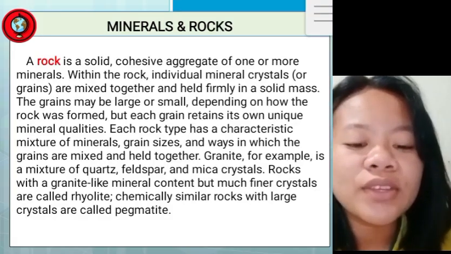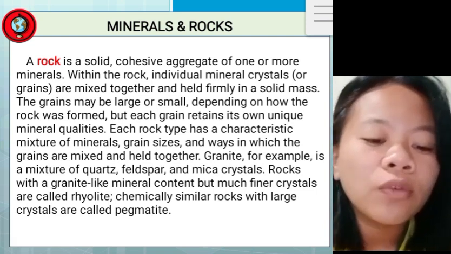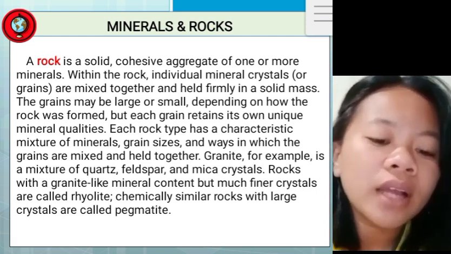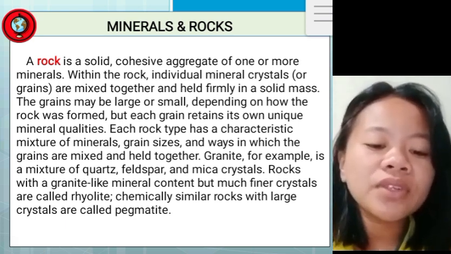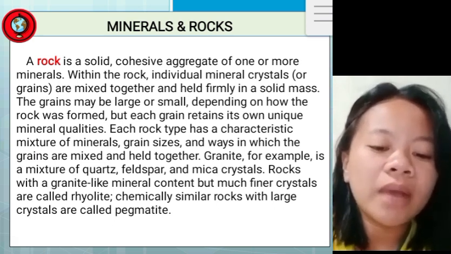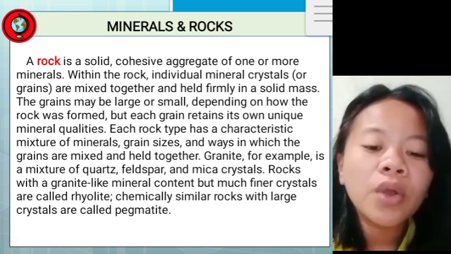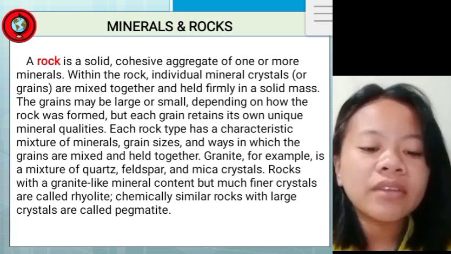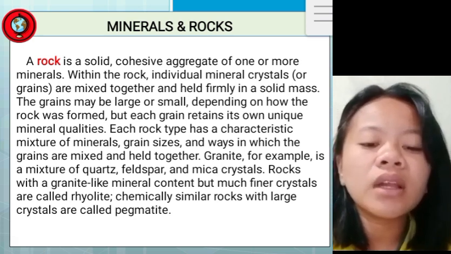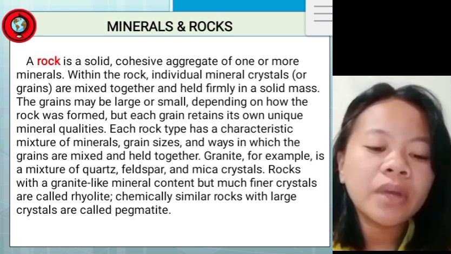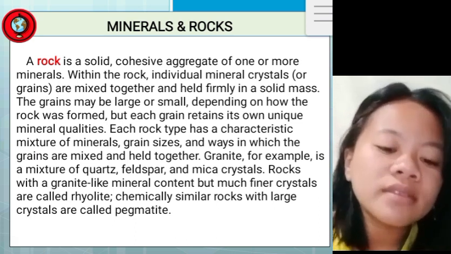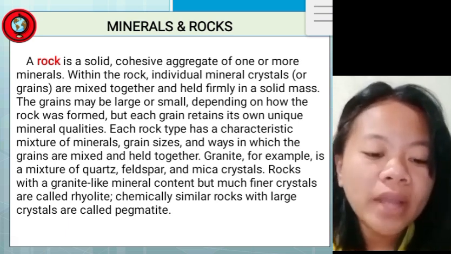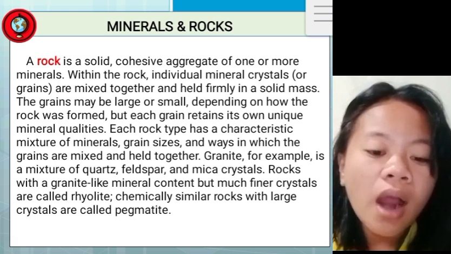A rock is a solid cohesive aggregate of one or more minerals. Within the rock, individual mineral crystals, or grains, are mixed together and held firmly in a solid mass. The grains may be large or small depending on how the rock was formed, but each grain retains its own unique mineral qualities. Each rock type has a characteristic mixture of minerals, grain size, and ways in which the grains are mixed and held together.